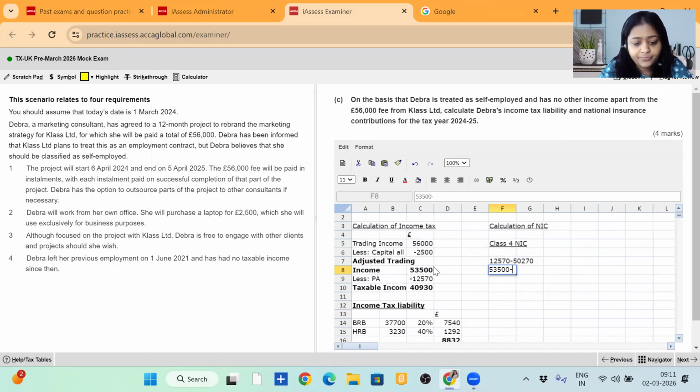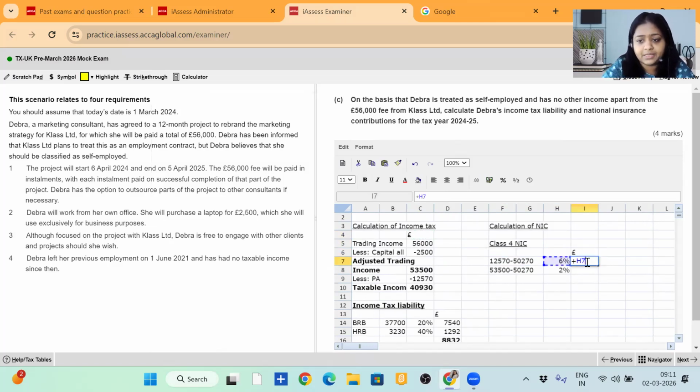53,500 less 50,270. Right? And the percentage applicable here will be 6% and here it will be applicable 2%. Right? Insert the dollar sign or I can simply copy paste it.